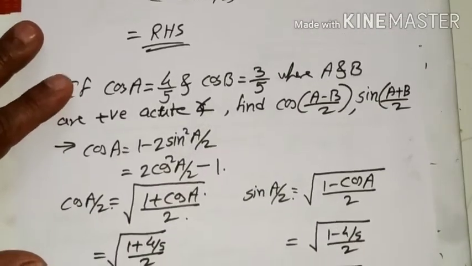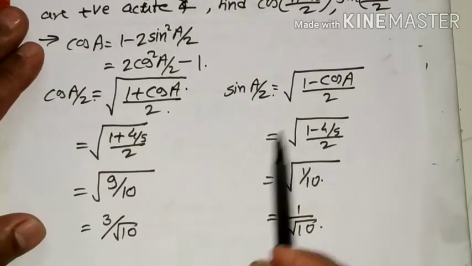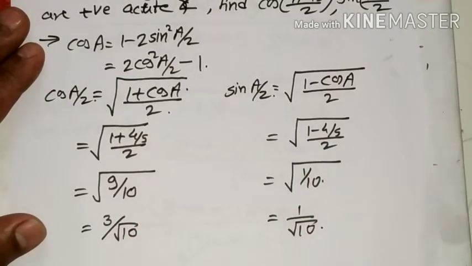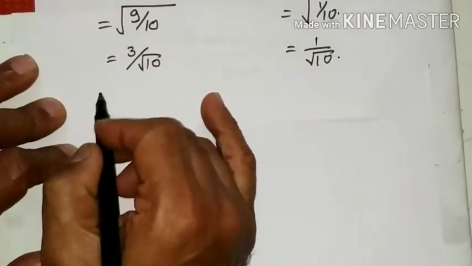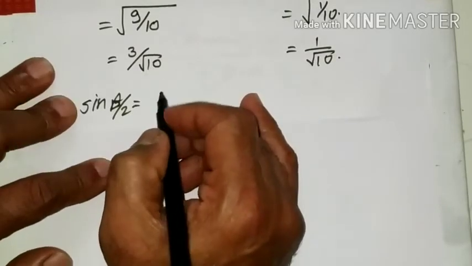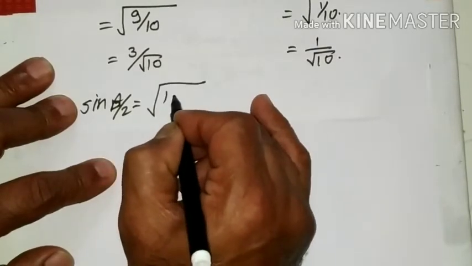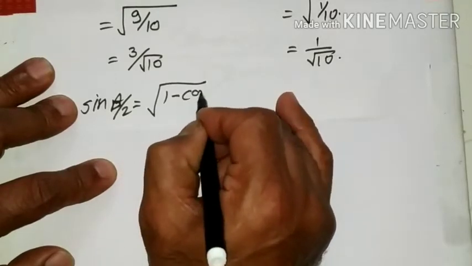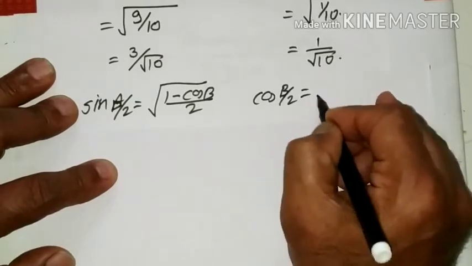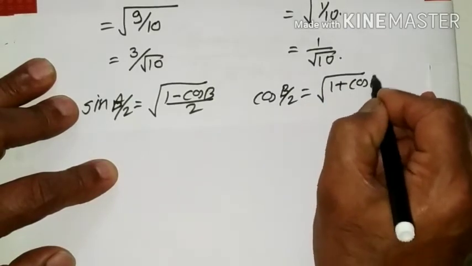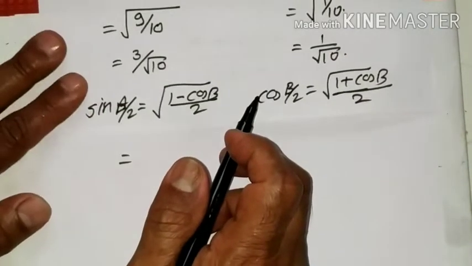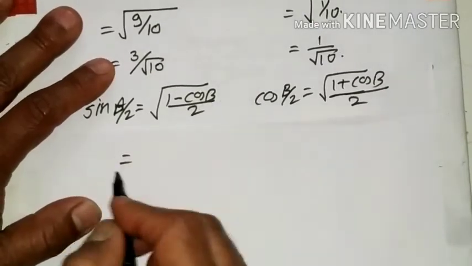Similarly, determine sin B upon 2 and cos B upon 2. sin of B upon 2 is equal to root of (1 minus cos B) upon 2. Cos B upon 2 is equal to root of (1 plus cos B) upon 2. Substitute the value of cos B. Cos B is 3 upon 5, which is given.